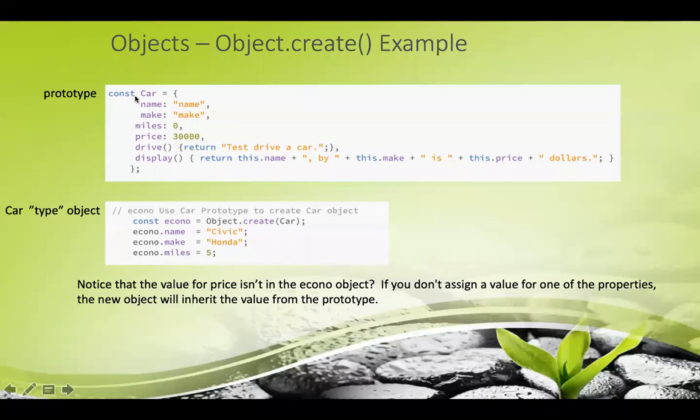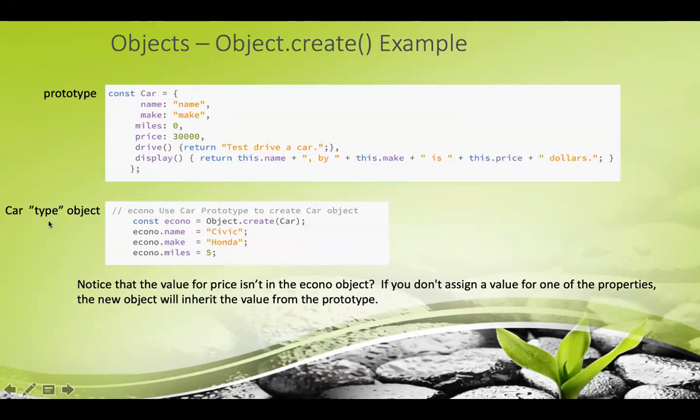Okay, so here's my prototype. I've got a car, and it's got a name, make, miles, price, and a drive function, return, test a drive car. So it's got a drive function and display function. So it's got a couple of functions. So you basically create your constructor. I guess you're supposed to capitalize it again. I would have to verify that to be sure, but I would think you would have to.